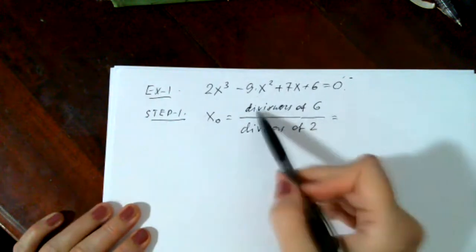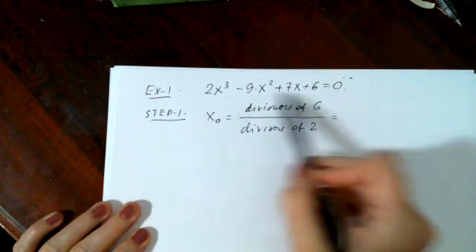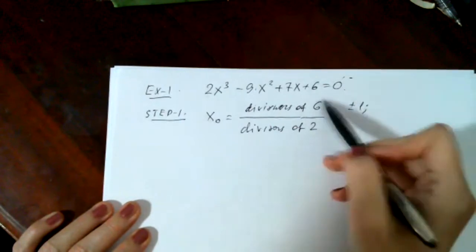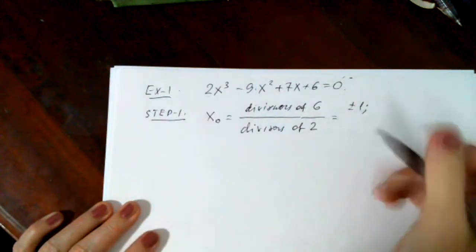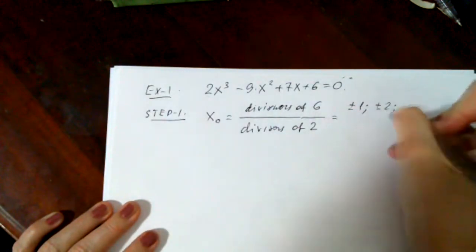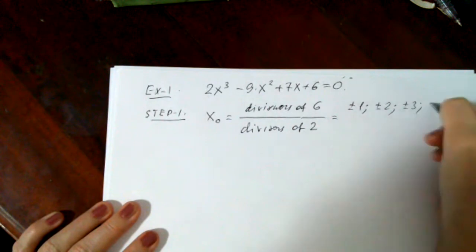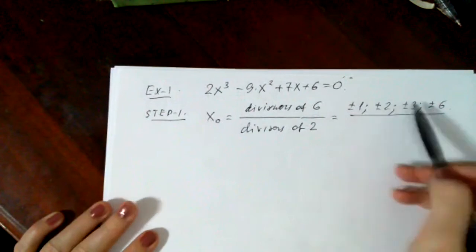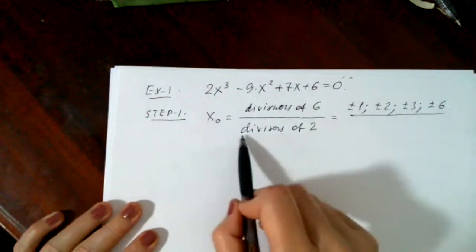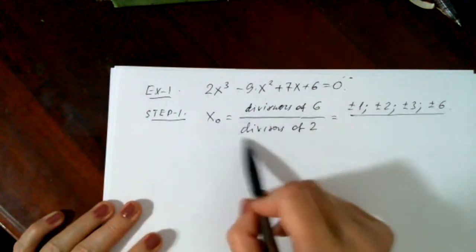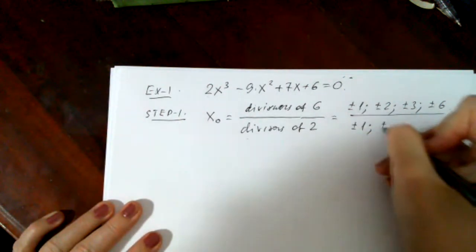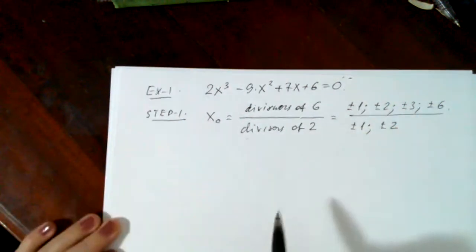And now let's write down all the divisors of 6. What are they? Plus minus 1, of course, because 6 can be divided by plus or minus 1. Plus minus 2, plus minus 3, and finally plus minus 6 itself. So these are divisors of number 6. Similarly, you need to write out divisors of 2, which is a little bit easier. Plus minus 1, plus minus 2.